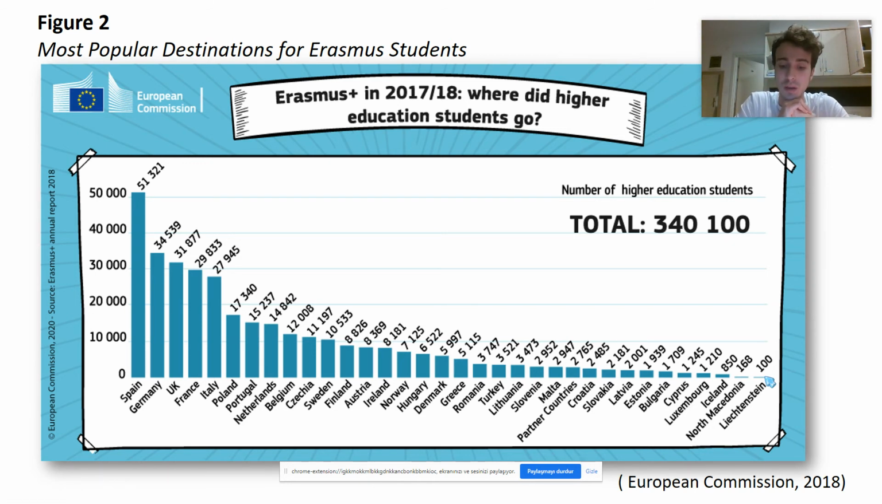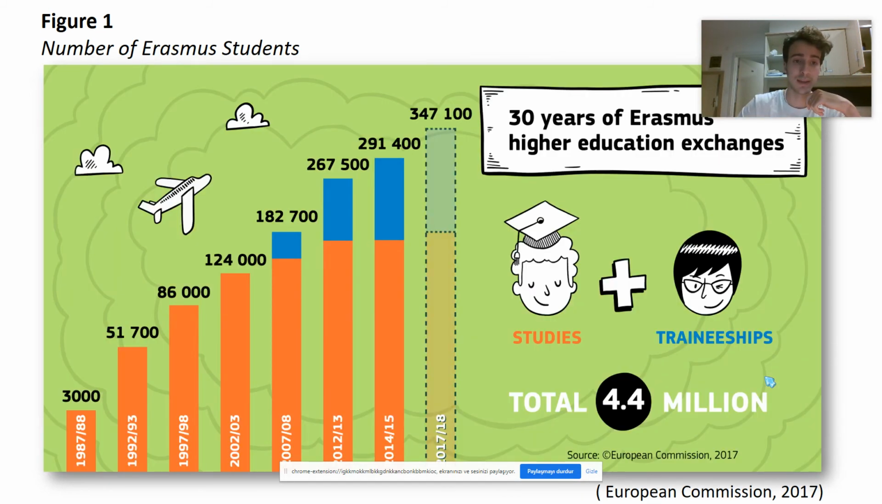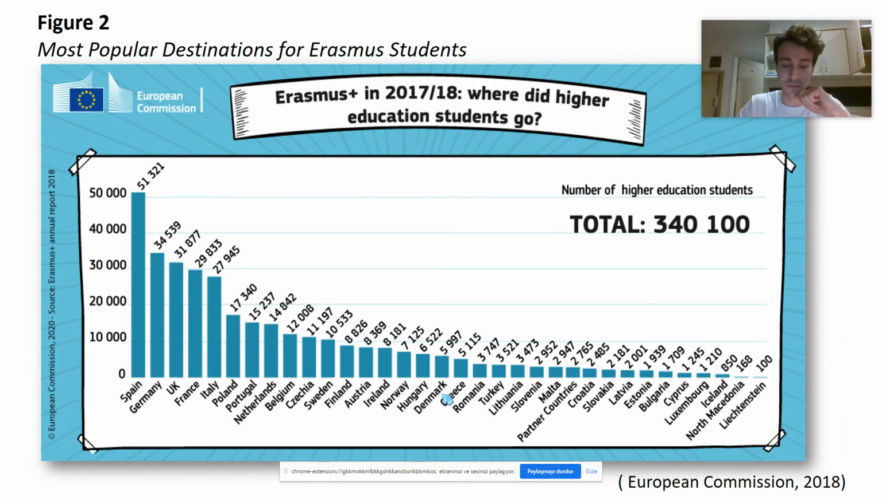Lastly, let me clarify the relation between Figure 1 and Figure 2. Let's have a look at Figure 1 again, but just one point. Nearly 350,000 students were estimated for the period 2017/18 in Figure 1. Then in Figure 2, this estimation was true. Here you can see the estimation approximately holds.